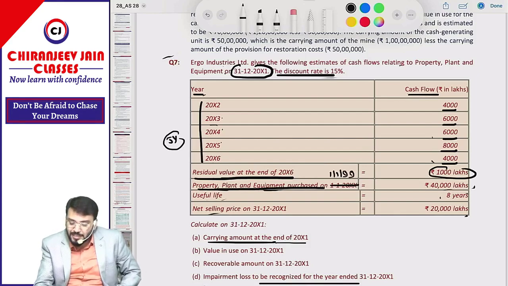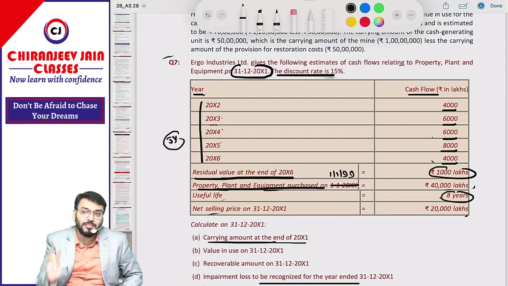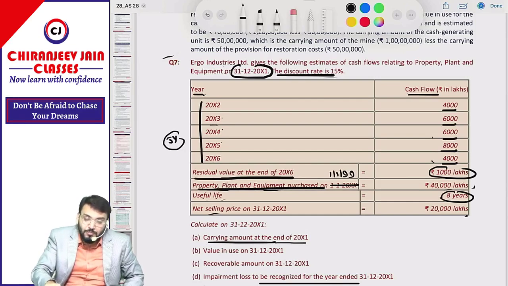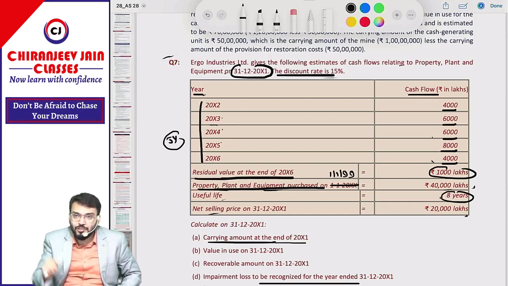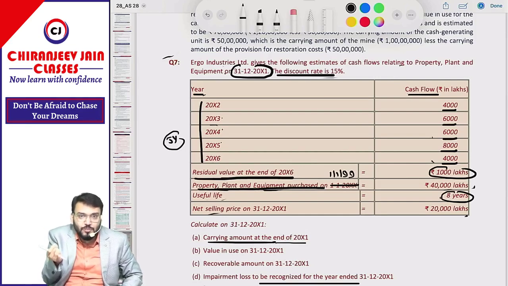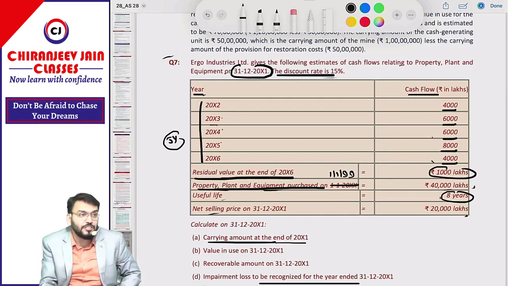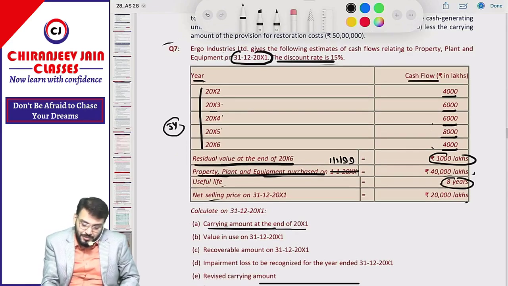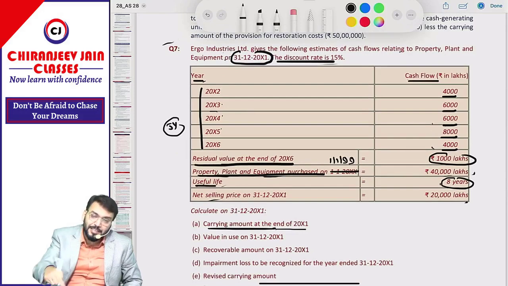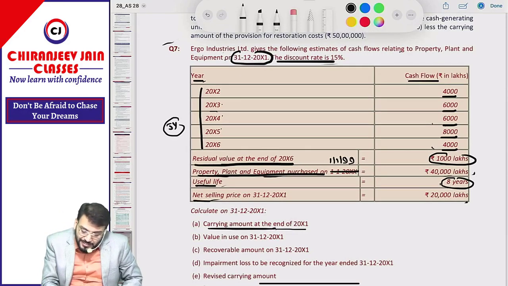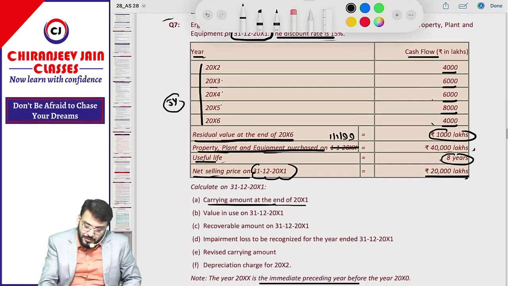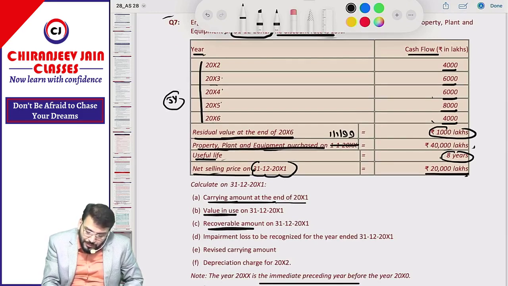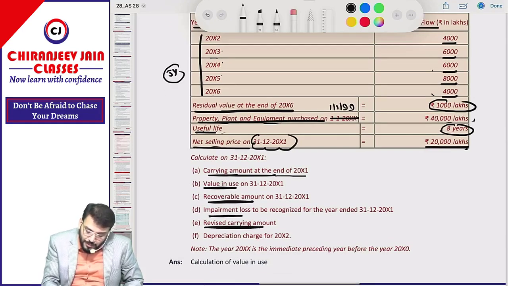40,000 lakhs, because they have given an 8 year life. So 8 minus 5, how much? 3 years have expired. So if it is 1.1.2000, only 2 years expired. It should be 1.1.1999 now: 99, 2000, 2001, 3 years. Useful life is given 8 years, so out of 8 years how much expired? 3 years. Net selling price will always be given in the question. Calculate carrying amount, value in use, recoverable amount, impairment loss, revised carrying amount, depreciation charge. Note the year 2000 is the immediately preceding.